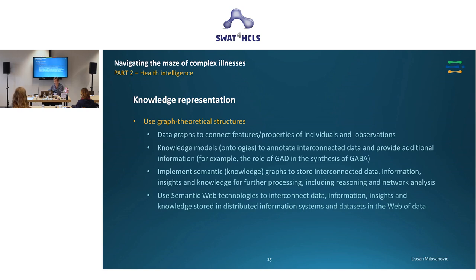So by knowledge representation, what we mean is using graph theoretical structures. One thing is we can call them data graphs, to basically transform this information from tables into graphs, to connect features and properties of these observations or individuals in this way. Then knowledge models. I stick with ontologies because I'm trying to use examples here, but not only ontologies, to annotate interconnected data and then provide additional information. So this is something that this brings us.